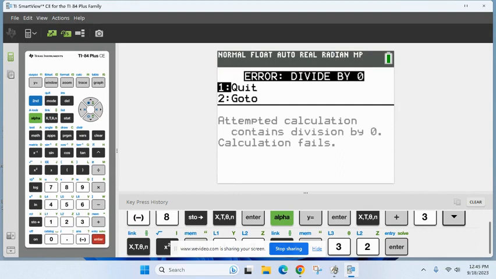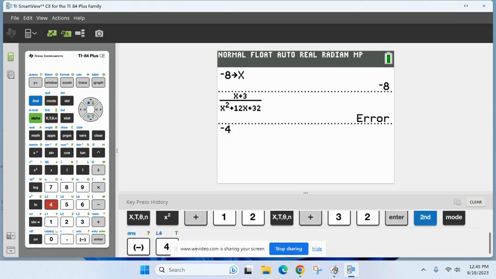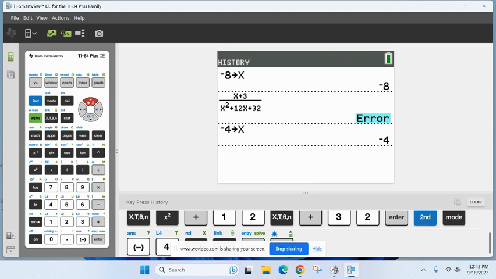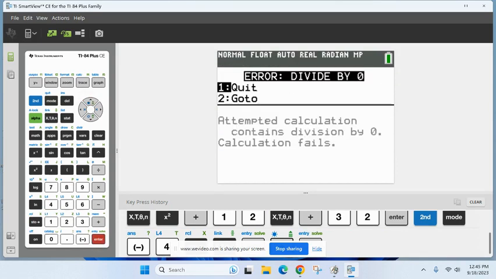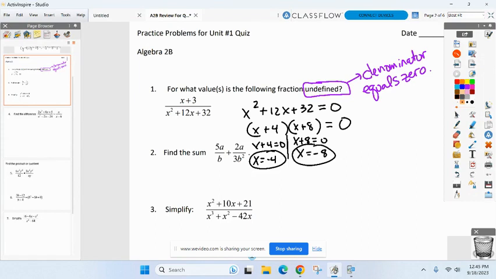What's nice about your calculator is you can copy paste. Let's say that other answer, negative 4, just store that in for X, and you don't need to type the fraction in again, just go up and highlight it. I don't know if anybody knew that, but boom, I feel pretty confident now I got that one right. Okay, we good here, Emma? Okay, good start.